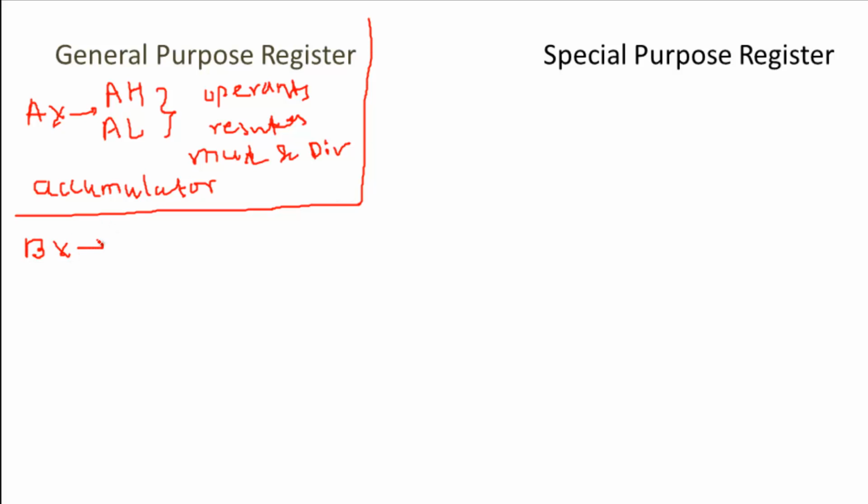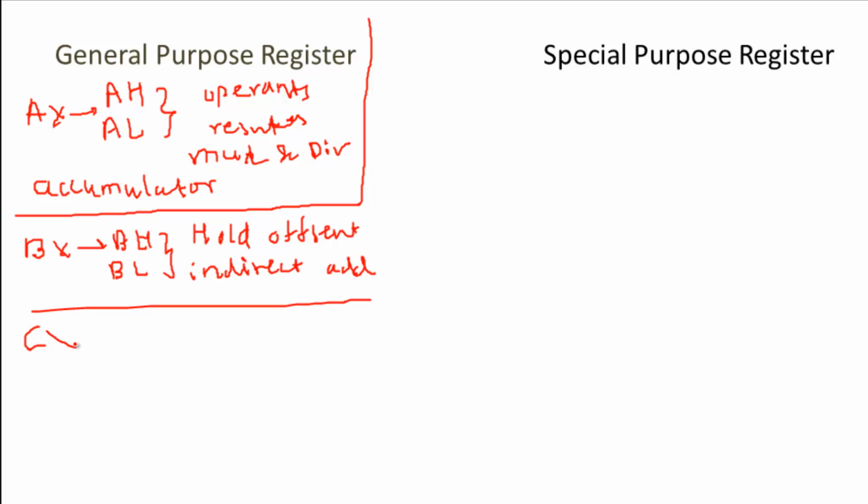BX register, which is divided into BH and BL, B high, B low, is used to hold the offset address in the indirect addressing mode. Third one is CX, that is CH and CL. CX register holds the count. Just remember, it holds the count in the operations.